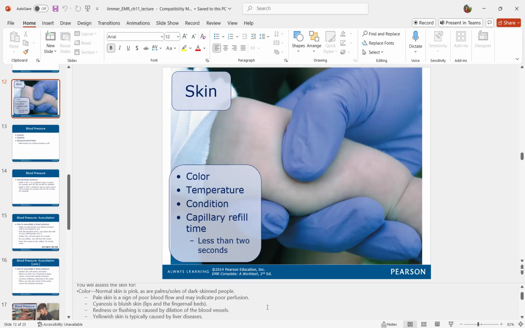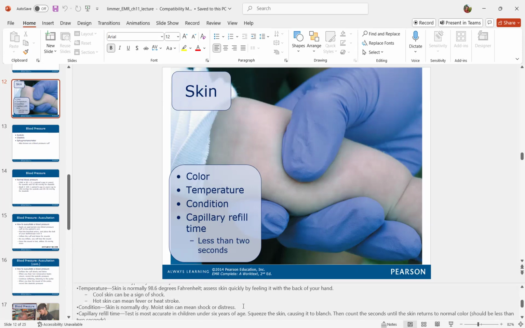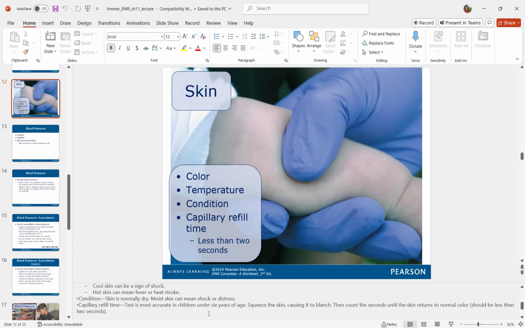So checking their color, their temperature, the condition of their skin, and then capillary refill. This is where we're going to push down. Usually this is accurate in children under 6, but we do it on adults as well. So we can squeeze the skin and look for blanching. Then we're going to count. Usually anything less than 2 seconds is normal. That color will come back. So once we push down on the skin, it'll turn white. We pull back up, it should turn red. We can do this in fingernails of adults. If you squeeze one of your fingernails with your other hand, you'll see it go white and come back to pink in less than 2 seconds, that's normal. If it takes longer than that, it's a delayed cap refill. So something's going on with their circulation.